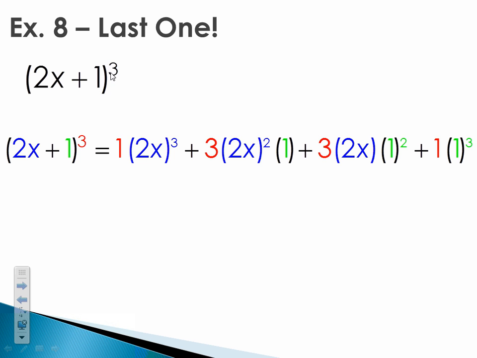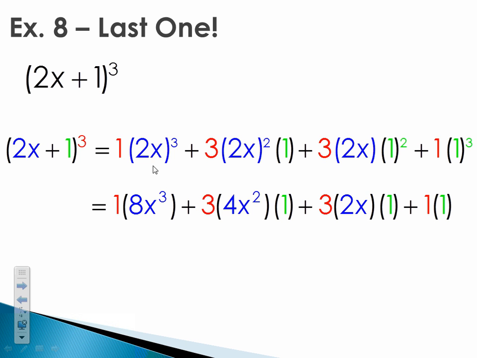Okay, last one. 3 tells me to go to the third row, so my coefficients were 1, 3, 3, and 1. Now counting down from the left, I had 2x to the third. Notice how it's written in parentheses, because 2 is going to get raised to the third and x is going to get raised to the third. Now working my way down, 2x3, 2x2, 2x1. Then I ran out of 2x's. Now I got to come back from the right. 1 to the third, 1 squared, 1, and then I ran out of 1's.